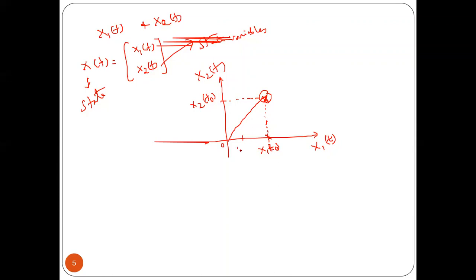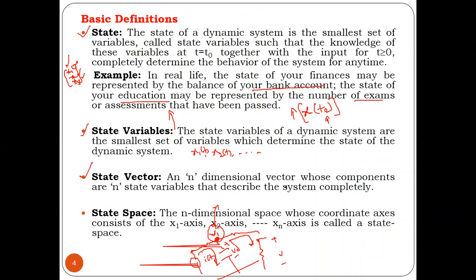Sometimes we will have t1 to t2. So this is t1, this is x1 of t1, x2 of t1. From this point to this point, it is the state vector. That way we can draw the state vector between the state variables. So it is an n-dimensional vector whose components are n state variables. If it has three state variables, then you should draw the vector in three-dimensional space. Okay, 3D.